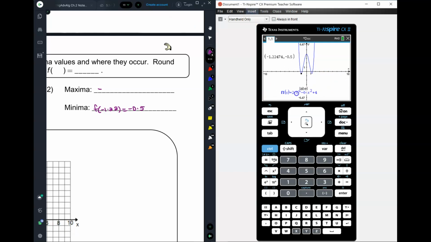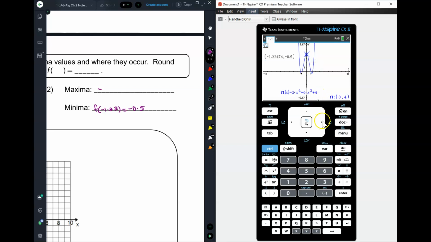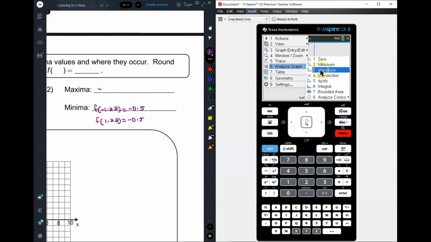Okay. What's another way to find them? Trace. So you can do menu, trace, graph trace, and then if you go slowly enough, it should tell you that there is a minimum here. So that's f of positive 1.22, negative 0.5. Okay. I'm not gonna lie, I prefer the other one. Because this one doesn't even show you, but it's over there. Only because I'm used to that, I think. So what's the maximum here?